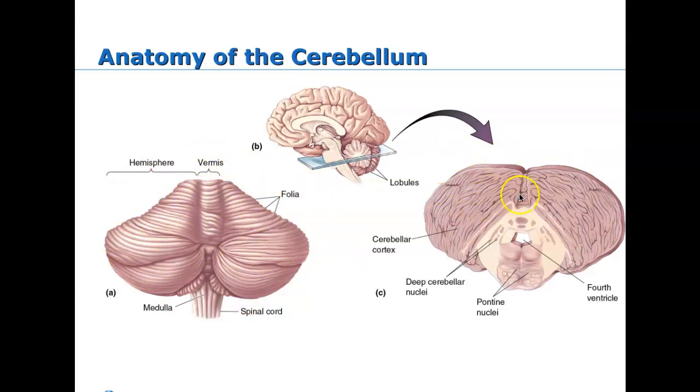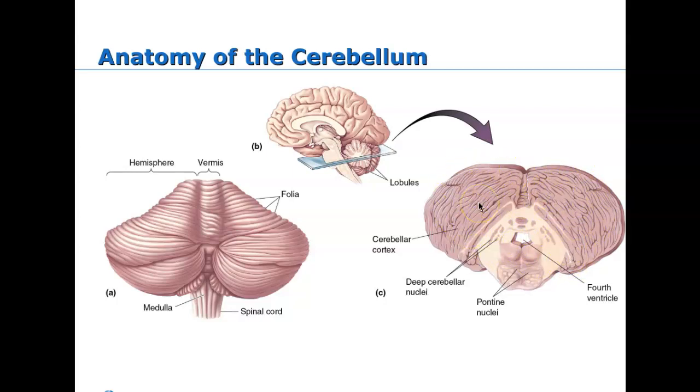And it's actually structured very much like the cerebral part of the brain, like the cerebrum. So it's got the gray matter and the white matter, and then we have these little folds. These are folia. And then we have these deep cerebellar nuclei here. Okay.